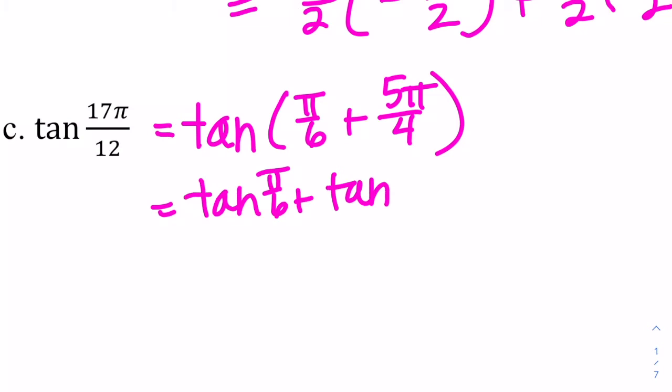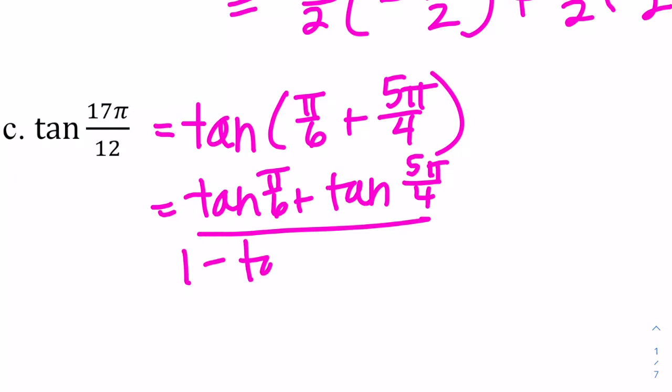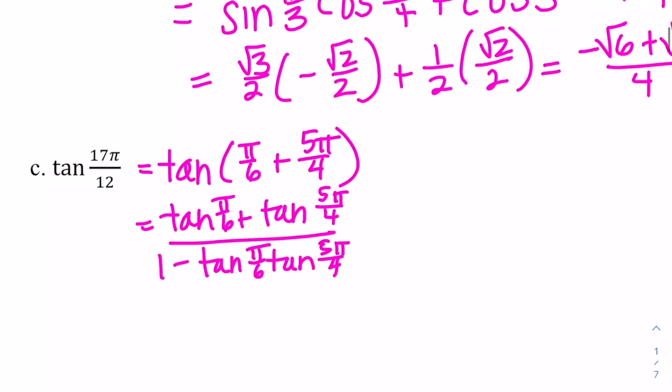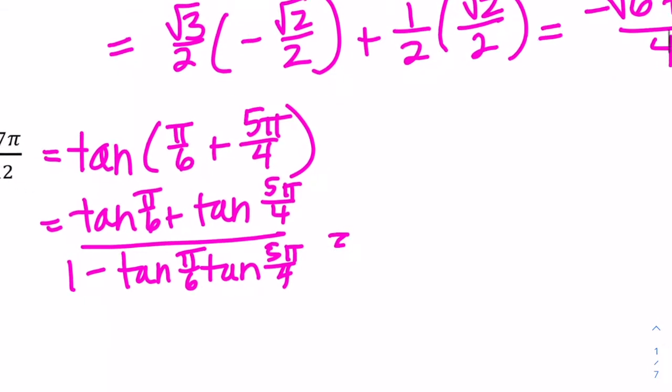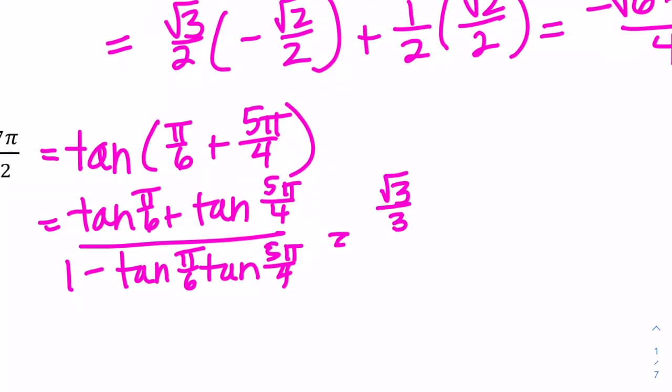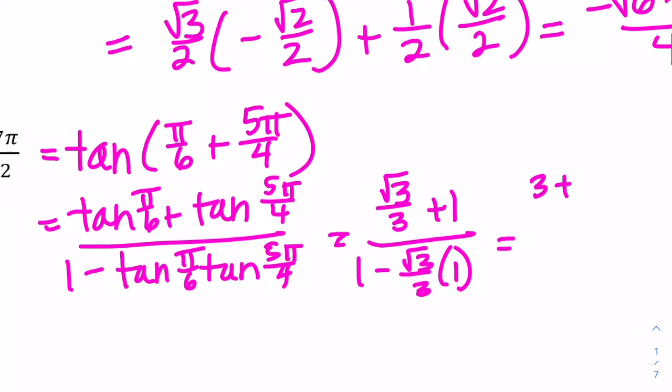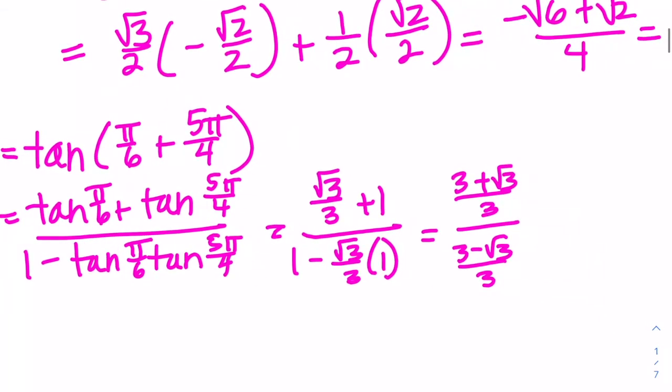So tangent of pi over 6 plus tangent of 5 pi over 4, over 1 minus tangent of pi over 6 times tangent of 5 pi over 4, and then we just have some algebra to work through. So let's just simplify this. This is just going to be root 3 over 3 plus 1, over 1 minus root 3 over 3 times 1. So I could rewrite this as 3 plus root 3 over 3, and this could be 3 minus root 3 over 3.